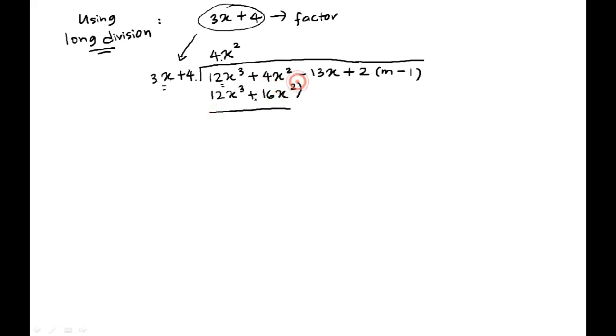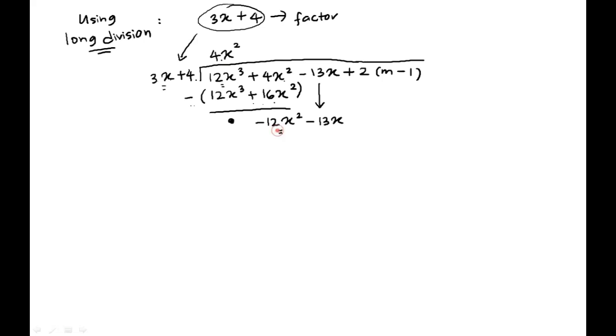And then we need to minus. 12x cubed minus 12x cubed, 0. 4x squared minus 16x squared, so minus and plus, so minus. 4 minus 16, 4 tolak 16, minus 12x squared. And then this one we bring down, negative 13x.